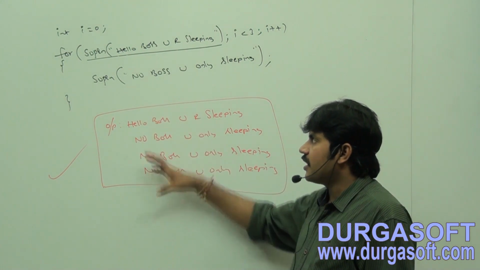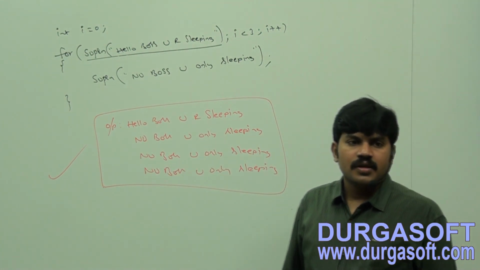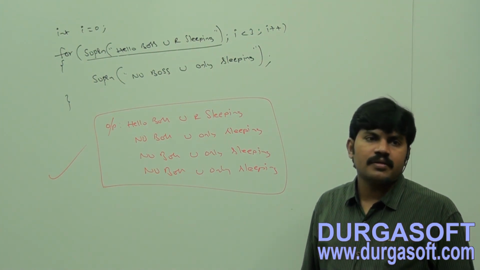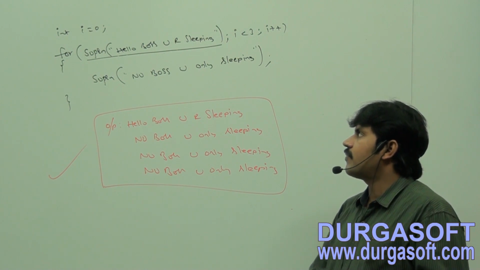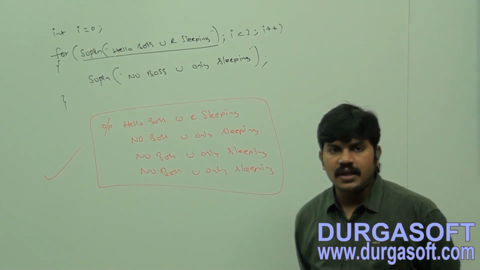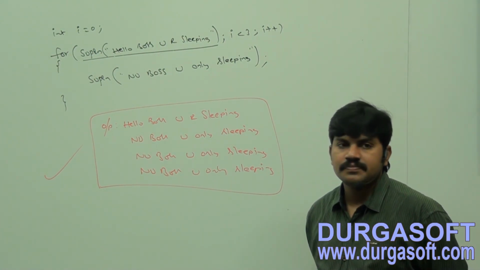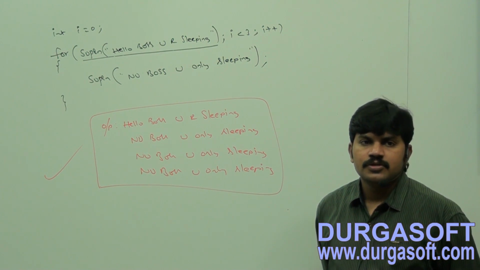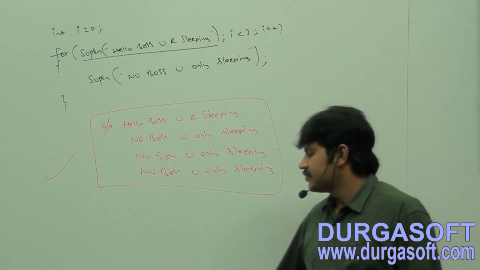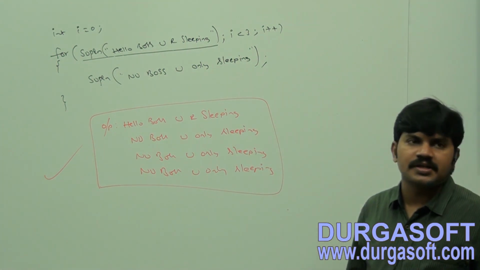Take this example anyway. int i = 0; for (SOP of "hello boss, you are sleeping"; i < 3; i++). So we can take any valid Java statement, including SOP, no problem at all. Any statement we can take itself is valid.